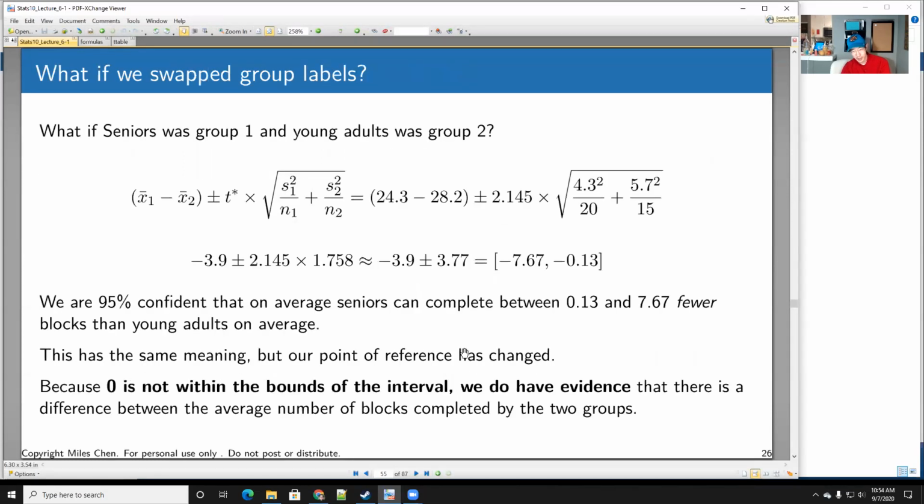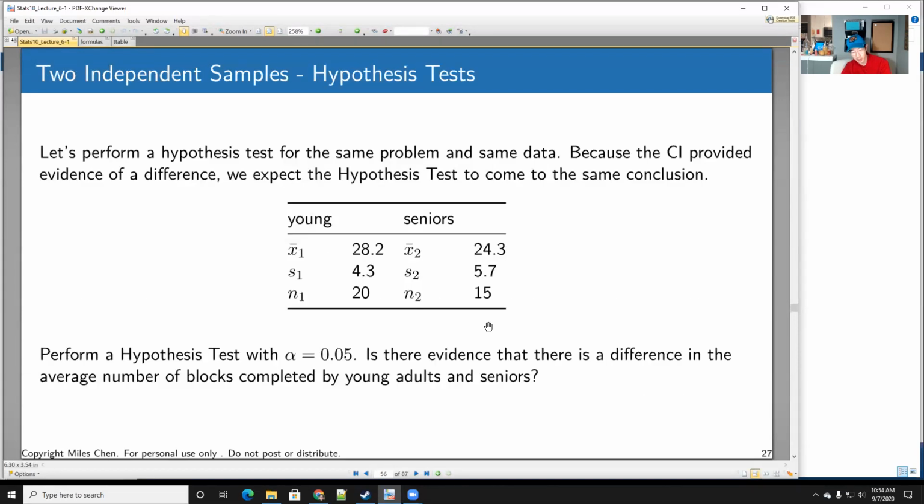Because here the confidence interval came to the conclusion that we do have evidence. And so when we do the hypothesis test, we should come to the same conclusion that we do have evidence of a difference. But I'm going to go ahead and go through the steps of the hypothesis test so that we have kind of an example of how this works.